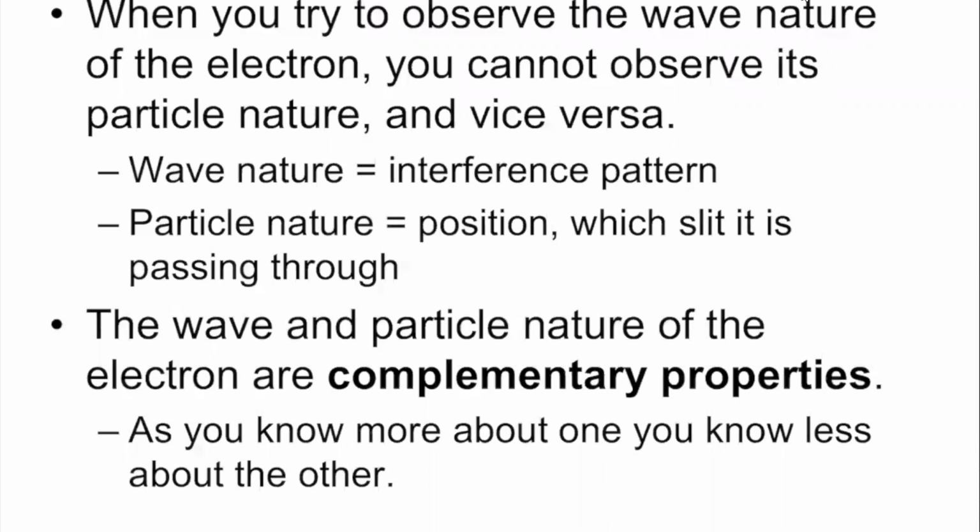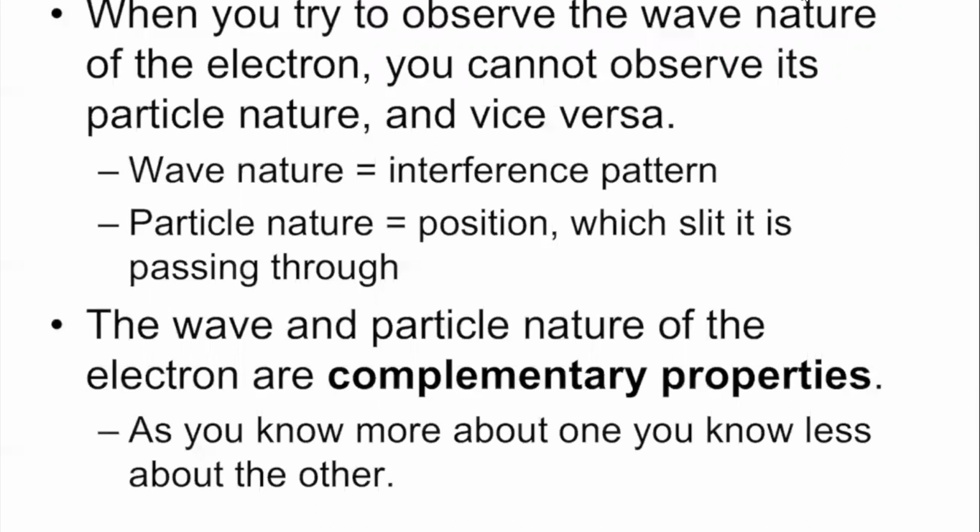So the velocity of the electron is related to the wave nature. The position of the electron has to do with the particle nature. We cannot simultaneously measure the position and the velocity of the electron. It's like a catch-22. The more you know one, the less you know the other. So that's what we mean when we say they have complementary properties, like a catch-22.